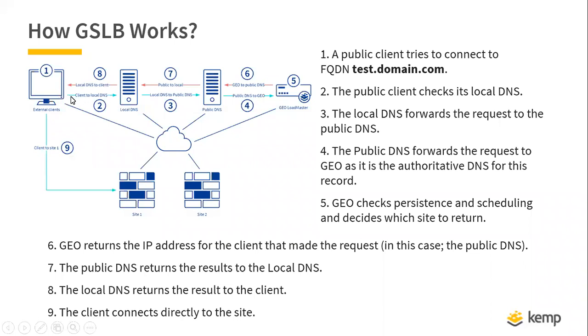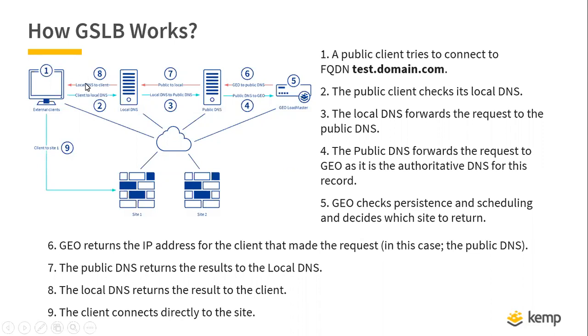When the external client receives the IP of the server they are able to access, they will link directly to site A or site B. So the client will connect directly to the site. The GSLB has a function that helps check which available site is able to be accessed, and replies back to the public DNS and the user, to let them connect directly.